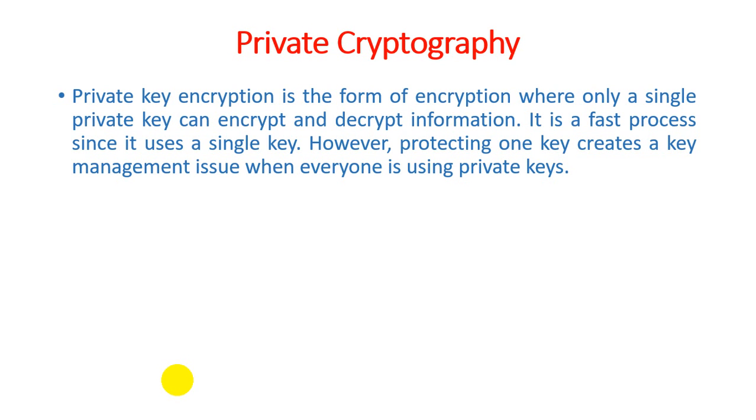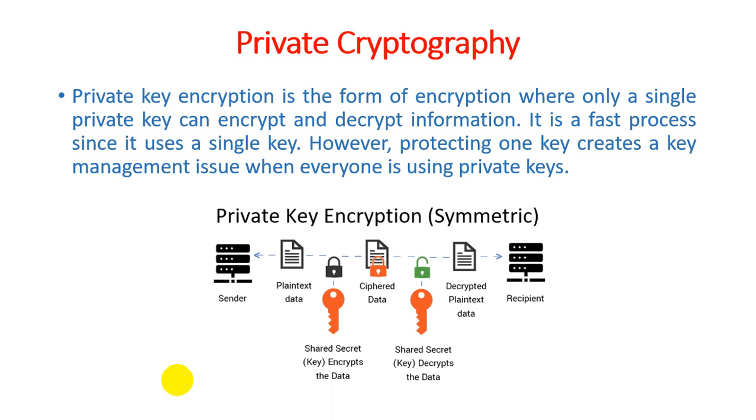It is a faster process since it uses a single key, because there is no requirement to generate two keys before any encryption or decryption process. Only one key needs to be shared between the sender and the recipient. However, protecting one key creates a key management issue when everyone is using a private key. So the private key has to be generated and shared among all the authorized users who become receivers at the time of communication. This is how private key cryptography is performed with a single key.